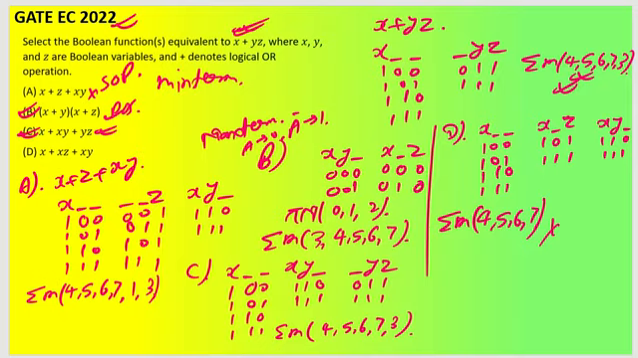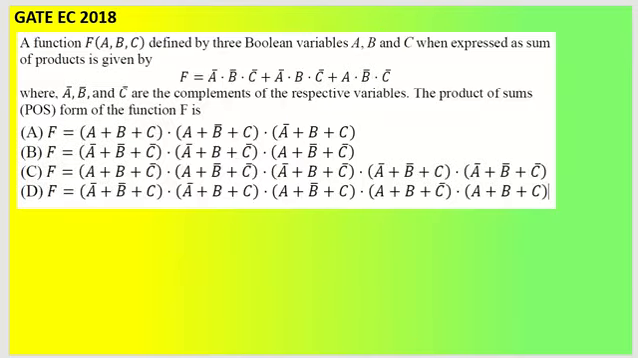Let us take another question. So the question is, this was asked in GATE 2018, and we have a function of ABC which is defined by 3 variables ABC, and this is the expression that is given. So as you can see, all the terms are including all the variables. So this is already there in canonical form. Our aim is to convert it into product of sum form. Okay. So this is very easy.